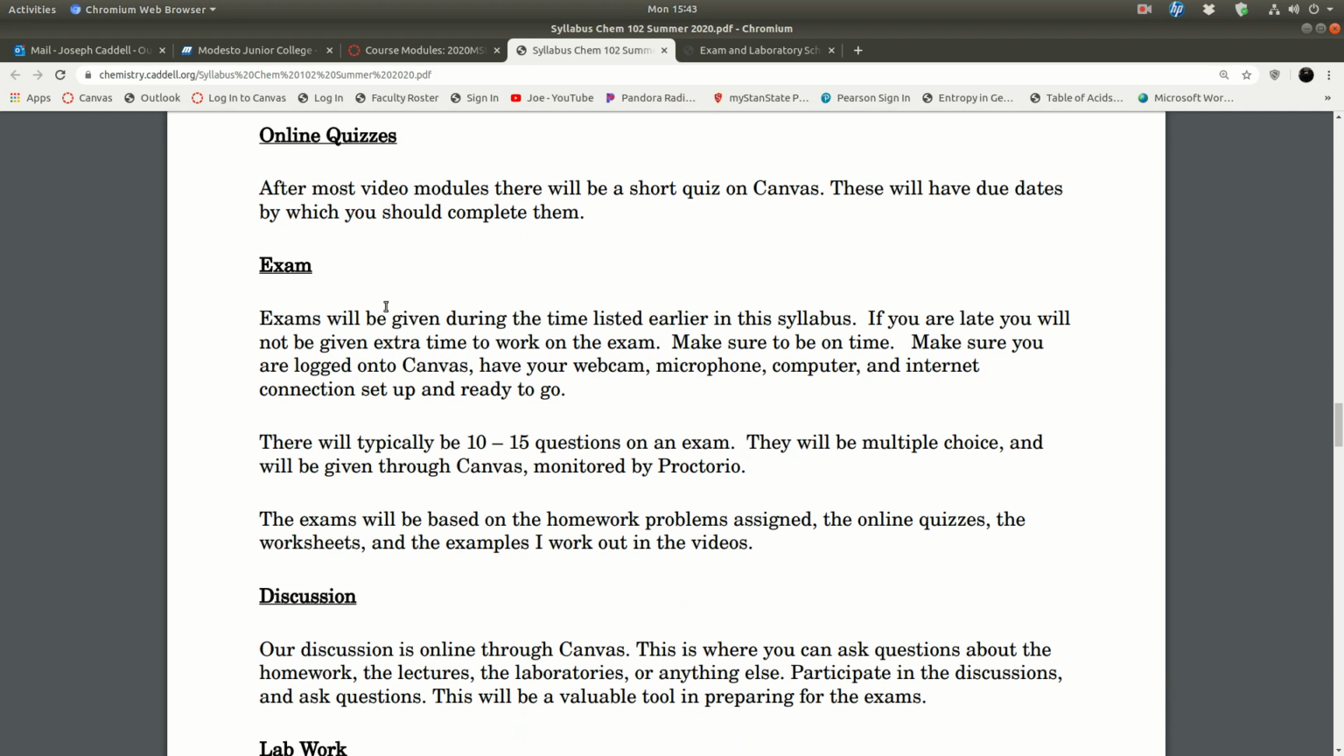So, like I said, the exams will be given at the time that I have for your section at the beginning of the syllabus. Make sure you're logged onto Canvas ahead of time. Everything's set up. You're ready to go. 10 to 15 questions, multiple choice, based on homework problems, worksheets, etc.